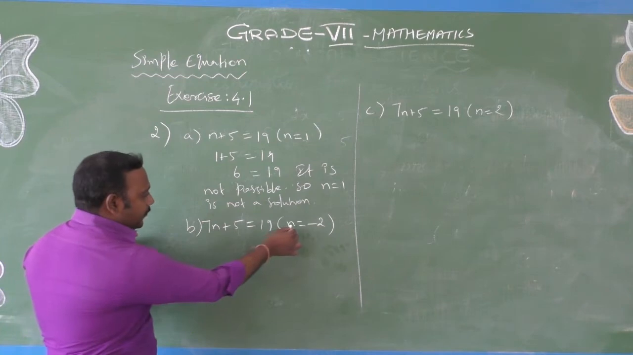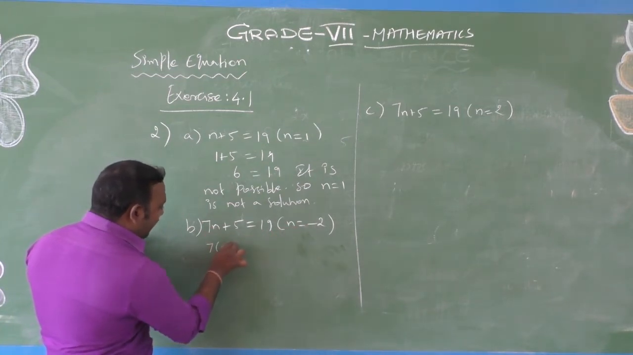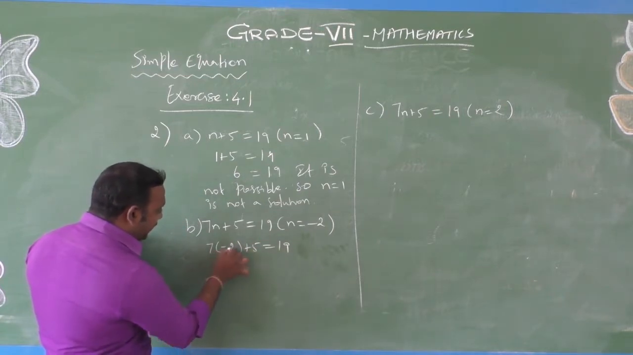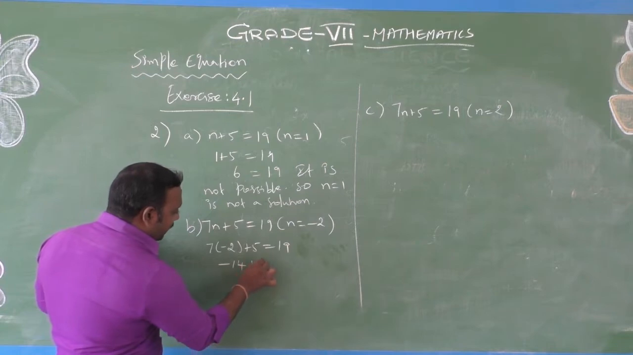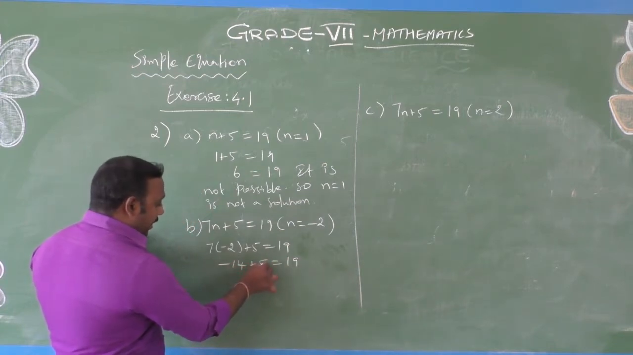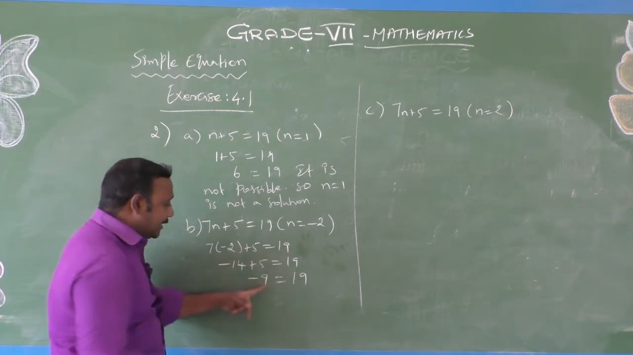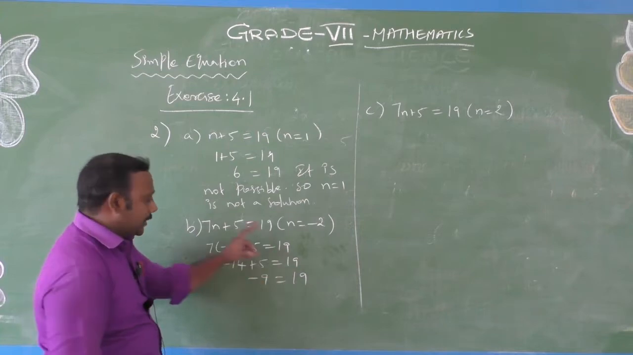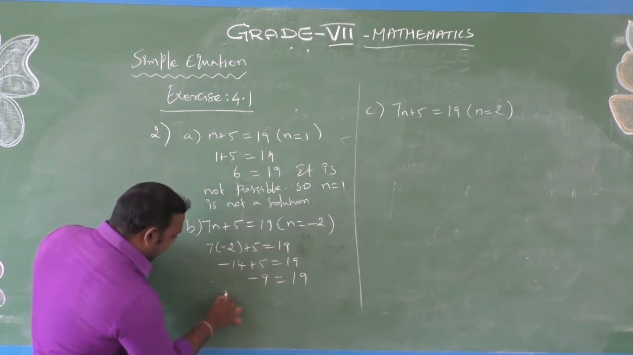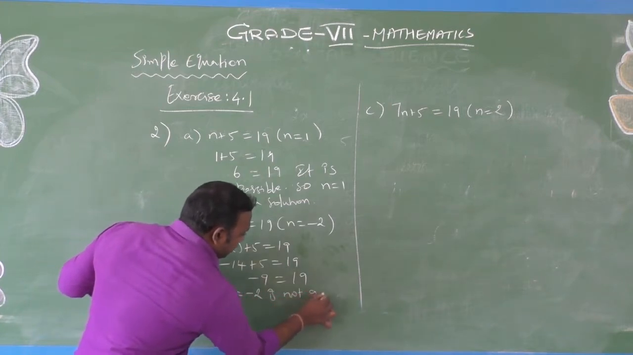Next one, if n is equal to minus 2. So 7 into n plus 5 is equal to 19. Then 7 into minus 2, minus 14, plus 5 is equal to 19. So minus 14 plus 5, minus 9 is equal to 19. So it is also not possible. Therefore, n is equal to minus 2 is not a solution.